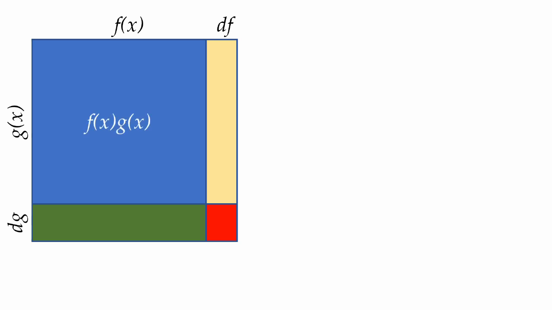If we follow this, then the area of the blue rectangle is f of x times g of x. The area of the yellow rectangle is g of x times df. The area of the green rectangle is f of x times dg. And the area of the red rectangle is df times dg.